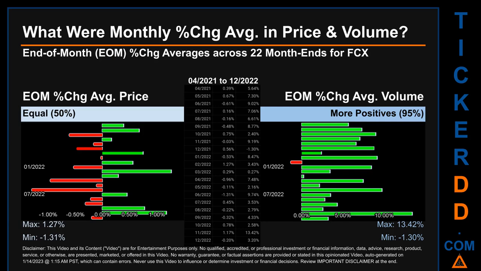Price saw an end-of-month max of 1.27% in average percentage change, along with a minimum of -1.31%. For volume, the maximum and the minimum monthly percentage change were respectively 13.42% and -1.30%.